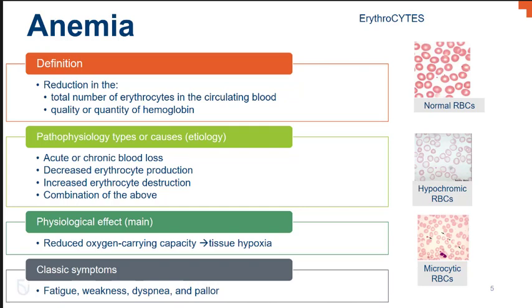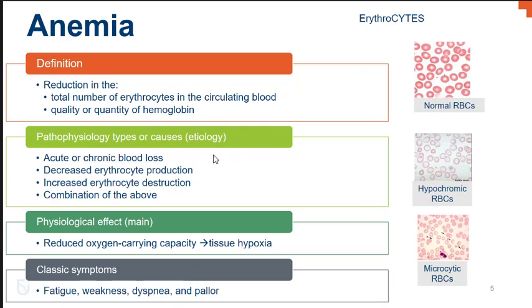So let's get talking now about the disorder anemia. The term anemia refers to a reduction in the total number of red blood cells that are circulating in the blood, or it can relate to a reduction in the quality or quantity of hemoglobin. But at the end of the day, what this is saying is that anemia relates to our body not being able to carry enough oxygen, whether it's because there's not enough red blood cells to carry it, or the hemoglobin can't carry it to where it needs to go.